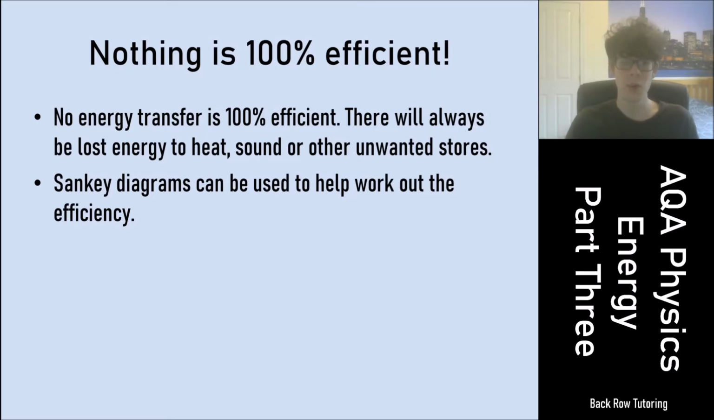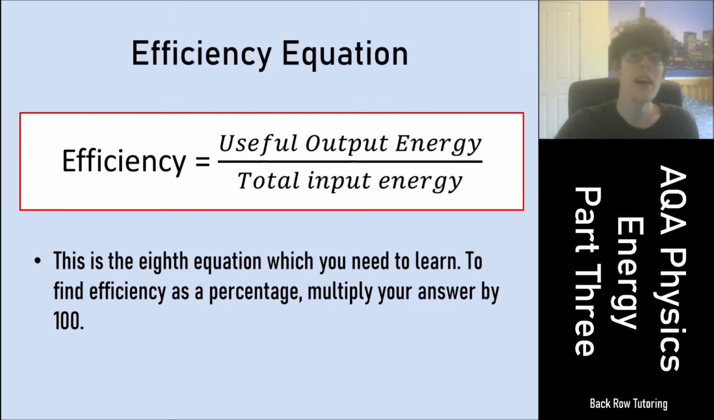As we saw in the last video, Sankey diagrams can be used to help work out the efficiency, but often efficiency will just be given as a percentage or even as a decimal. To work out the efficiency, you use this formula, and again, you do need to learn this formula. So the efficiency is equal to the useful output energy divided by the total input energy.